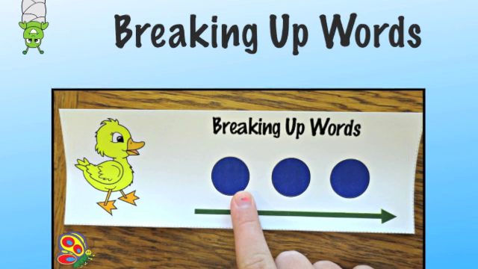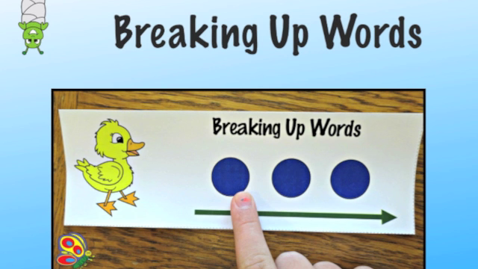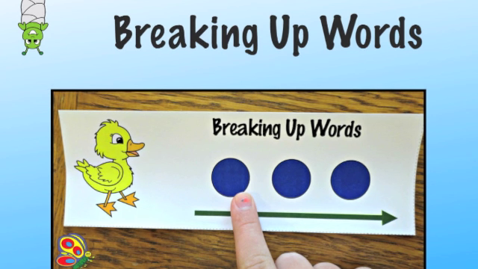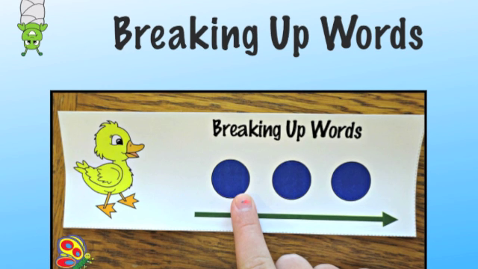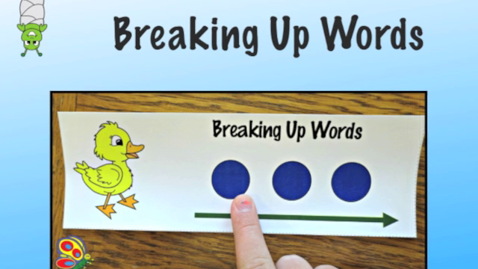And of course you'll be touching the dots for each sound and then the green arrow for blending the sounds back together. Now you may need to provide a few more models for the student. Then you'll go ahead and pick another card and do it with the student. So you and the student would be pointing to the dots, saying the word and blending it back.